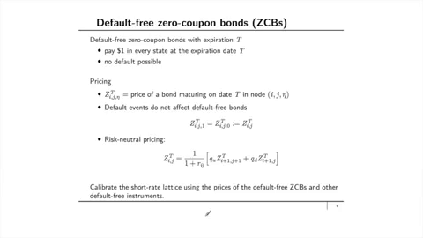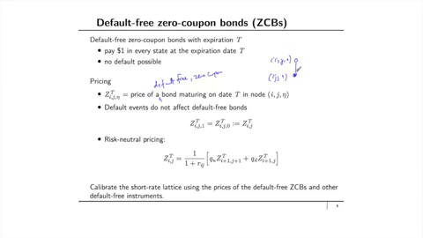These are default-free, so no default is possible. Let Z super T, i, j, eta denote the price of the bond maturing on date T in node i, j, eta, when it is a default-free zero coupon. Just by context, this is what I mean here. So it's the same story. Earlier we had one node, now we have two nodes. This is ij1 and this is ij0. I need to specify what is going to be the price of a zero coupon bond in both of these states.